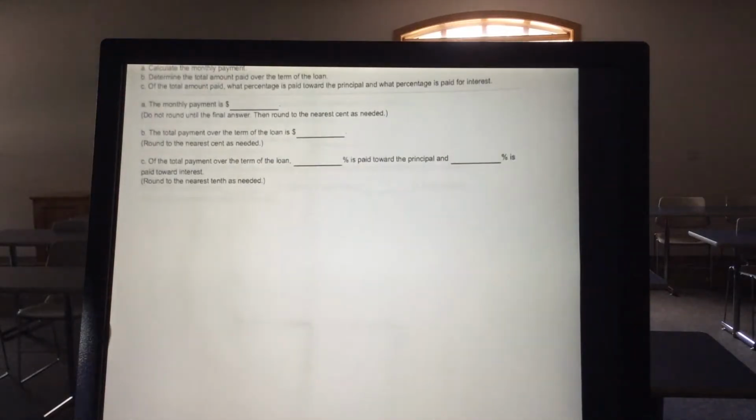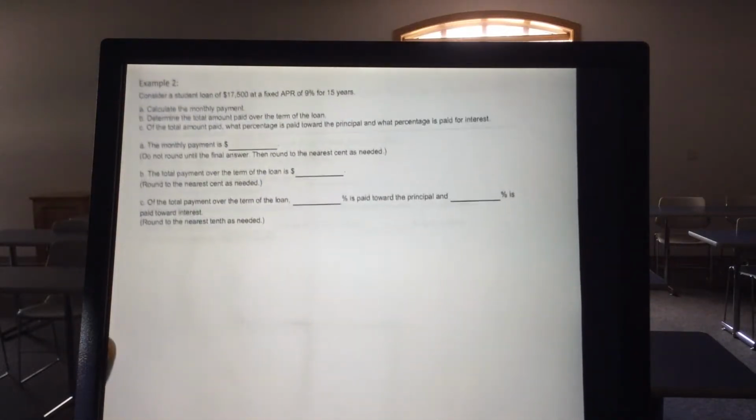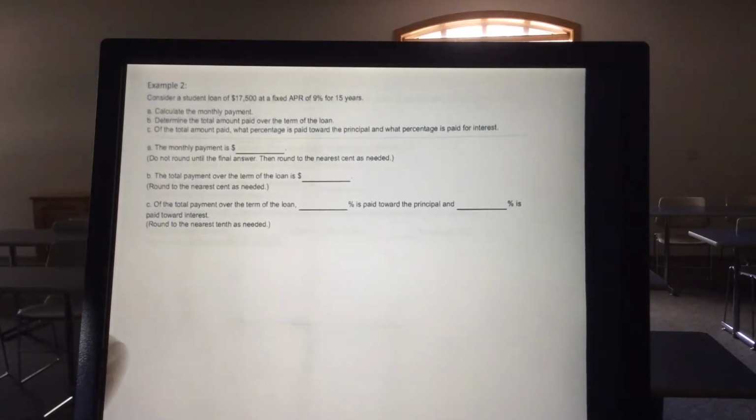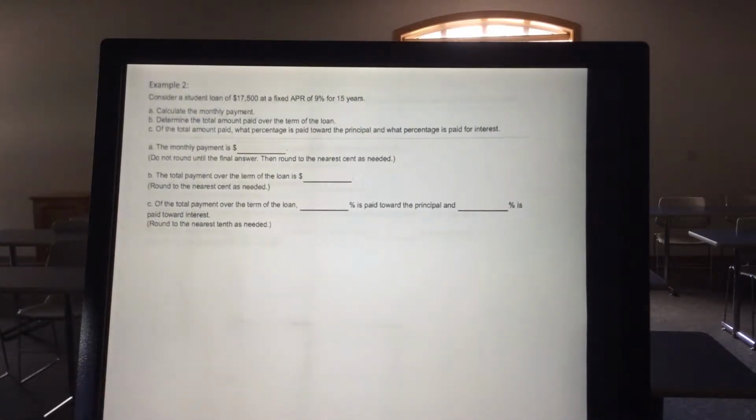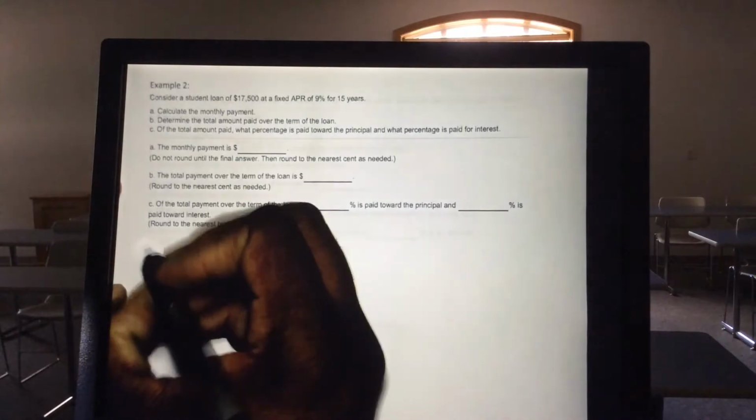Okay, now let's look at example 2, where we're going to use that formula here. Consider a student loan of $17,500 at a fixed APR of 9% for 15 years. Part A, you want to calculate the monthly payment. Part B, determine the amount paid over the term of the loan, and of the total amount paid, what percentage is paid toward the principal and what percentage is paid for interest. Okay, so in this case here, we're going to calculate the monthly payment.